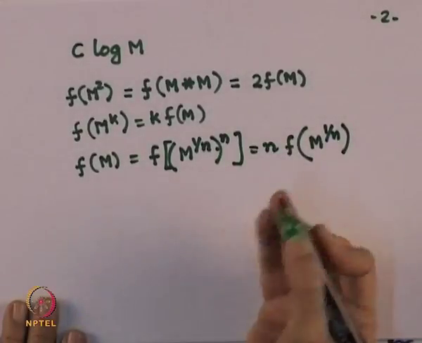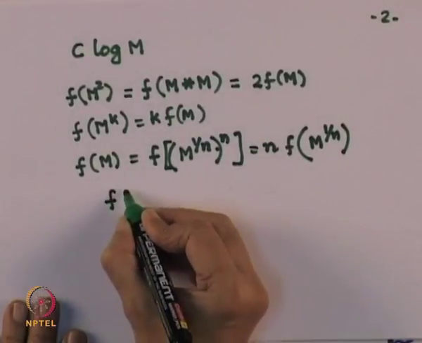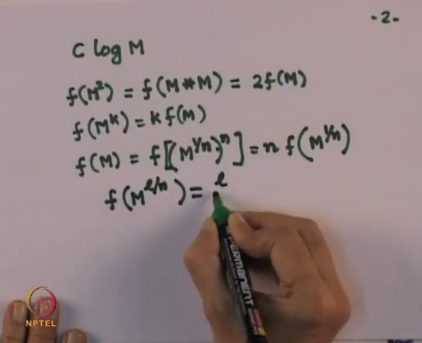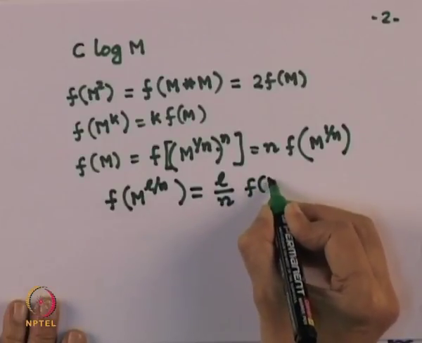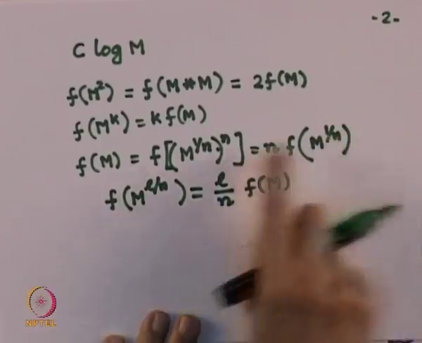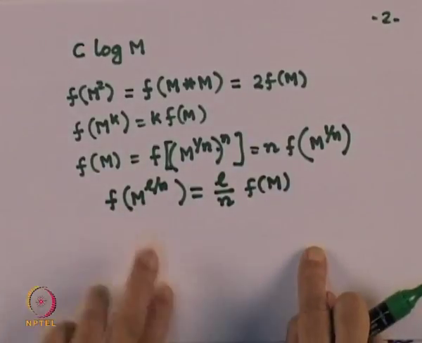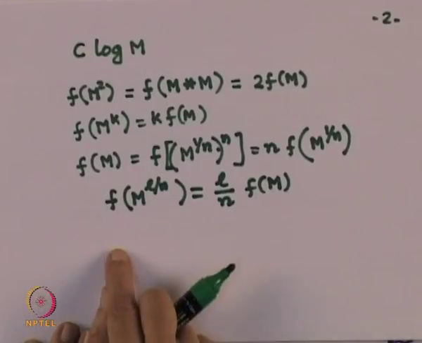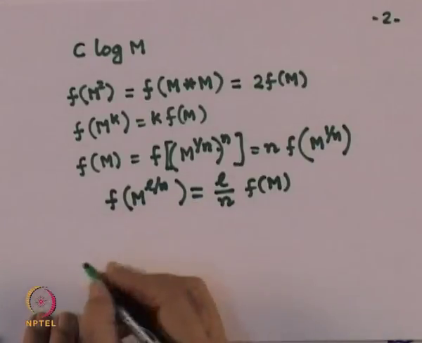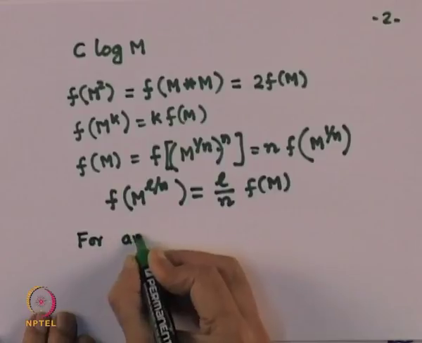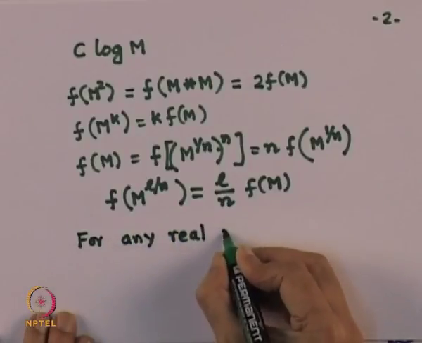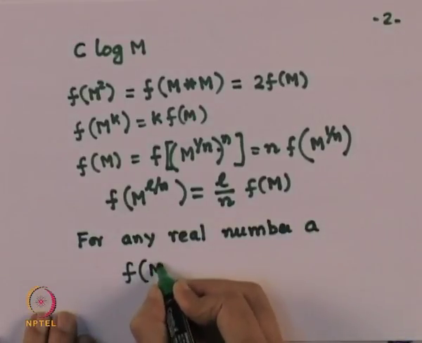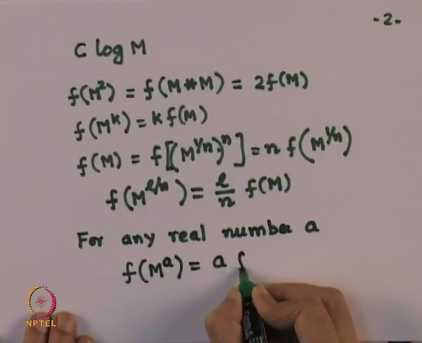If I raise it to the power L, then I can show that f of m to the power L over n is equal to L over n times f of m. That is because f of m to the power 1 over n is 1 over n times f of m, and you raise both the argument to the power n. And since we have said this would be generally true no matter what powers we take, we say for any real number a, I get f of m to the power a is equal to a times f of m.